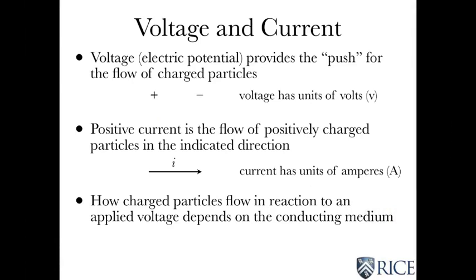So voltage is also called electric potential, and it provides the push for the flow of charged particles. So the idea is that you have a region of positive to negative voltage, and the positive part is supposed to represent that it has a higher electrical potential than the negative side. So this is downhill, if you will. Higher potential where it's positive, lower potential where it's negative. And so generally, if you just had a positively charged particle, it would want to go downhill. That's what a voltage does.